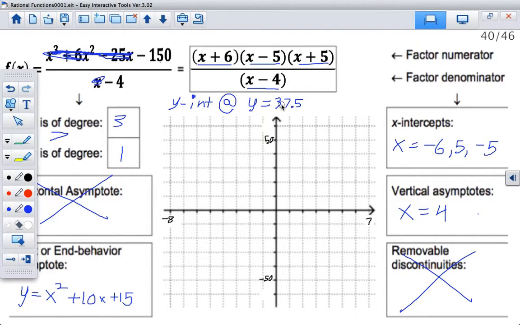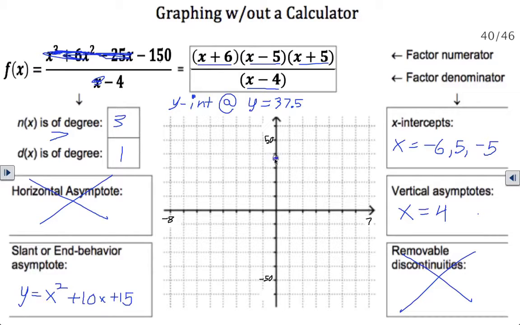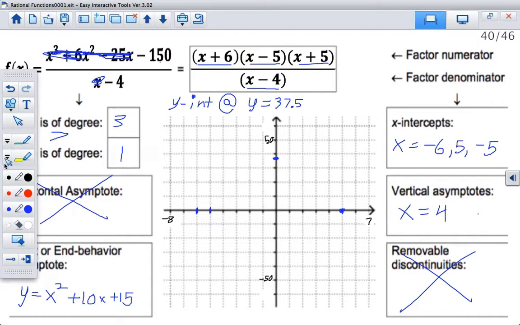My y-intercept is at 37.5, so 10, 20, 30. Excuse me, about right there is my y-intercept. X-intercepts at negative 6, so right here. At negative 5, right here, and then positive 5. 1, 2, 3, 4, 5. Right here. Okay. I have a vertical asymptote at 4.